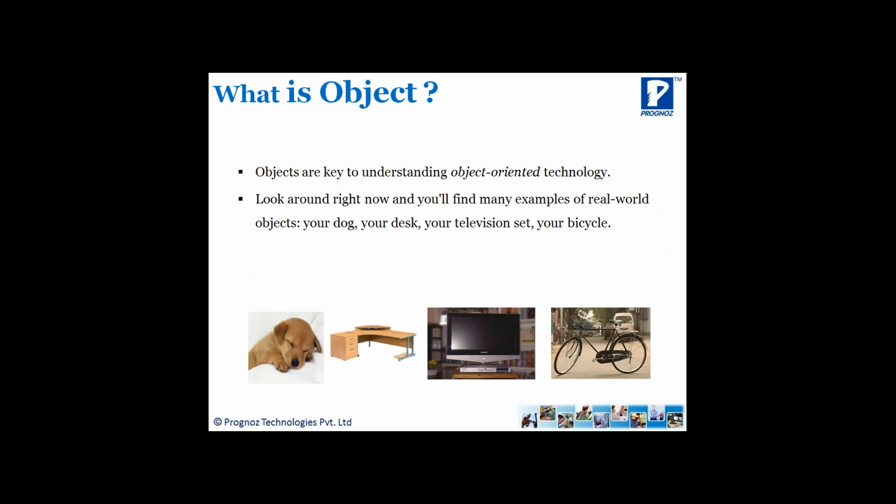Object is a real world object, or you can say it's the key to understanding object oriented technology. From the very beginning we keep on talking about object oriented. So what is object oriented? We almost discussed this, but I'm repeating it again. Object oriented means any concept or programming language that follows the rules of object.